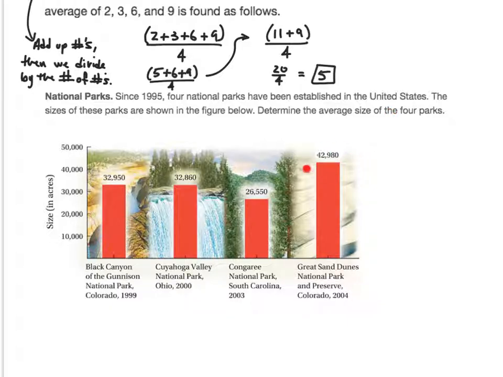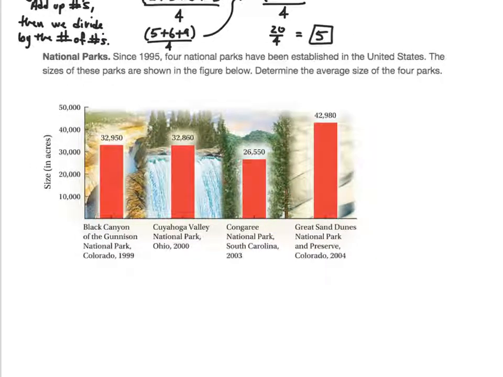Now my largest size is the Great Sand Dunes National Preserve, and that's 42,980 acres. Our smallest is 26,550. So my average should be between these two numbers. Now it wants me to find the average of these.